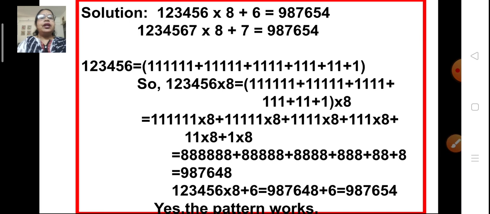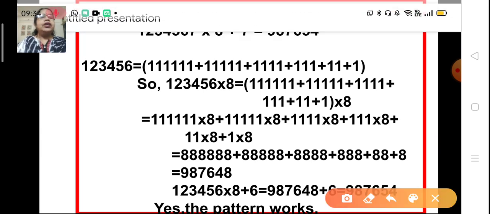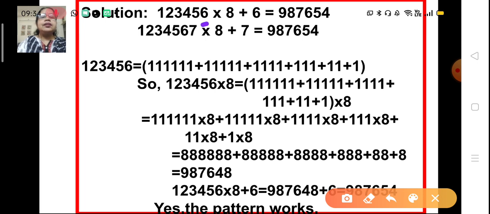Children, first we can take 1 2 3 4 5, that is 12,345. So what we do, we increase the number by this digit, it is 6. We can write it as 1,23,456 multiplied by 8, and here also the number to be added will be 6, isn't it? And what is the answer that we are getting? It will be 987654. That means 9,87,654 according to the pattern, isn't it?